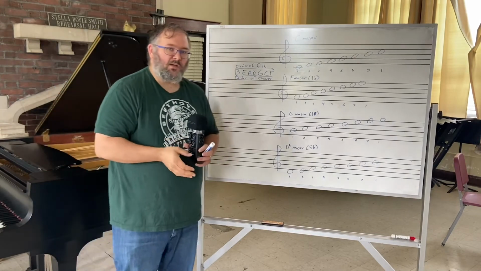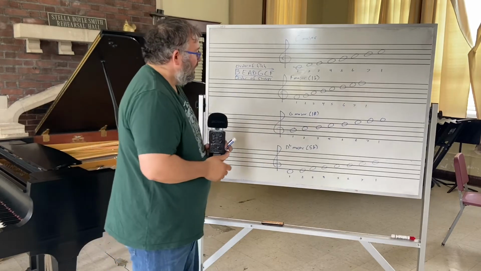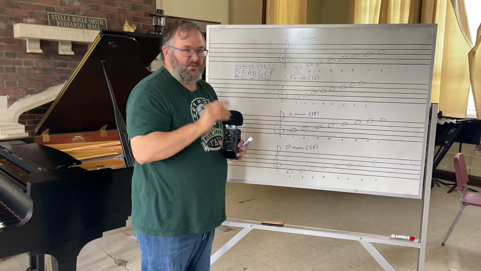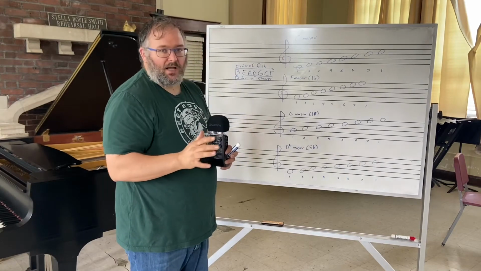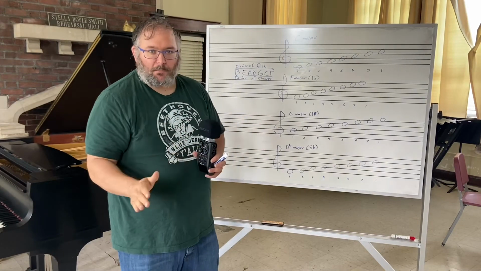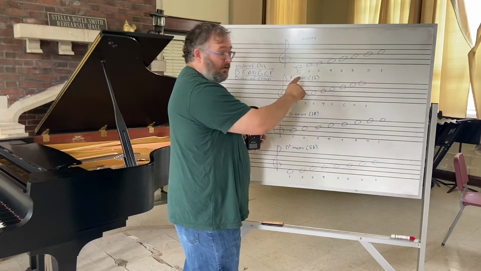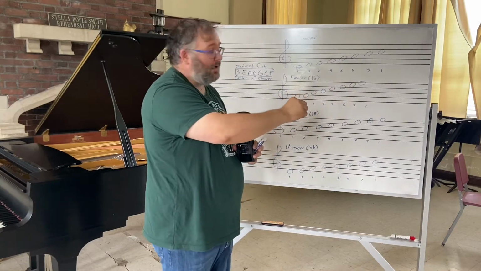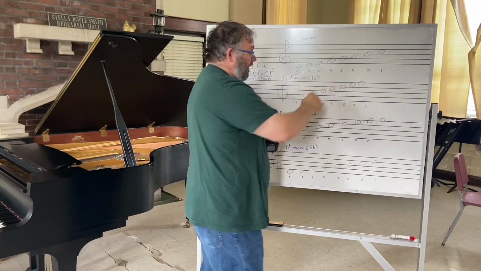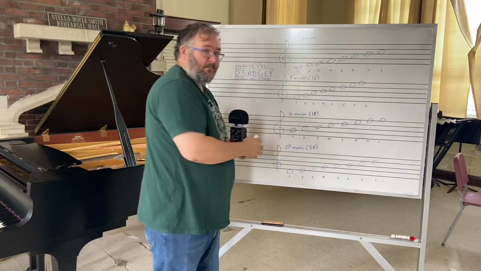Let's start off by going through the fourths side of the circle of fourths. All right, that means we're going to start with our C major scale, and we're going to look at the scale degrees. Remember, that's the numbers that we've made. So we're going to go up to the fourth. 1, 2, 3, 4. So the fourth scale degree of C is F.